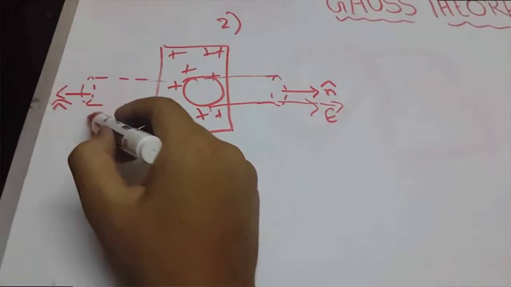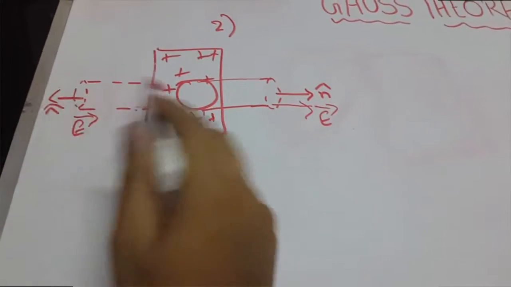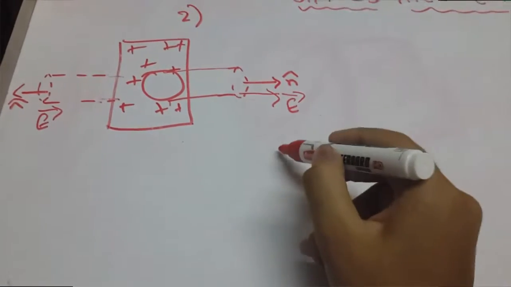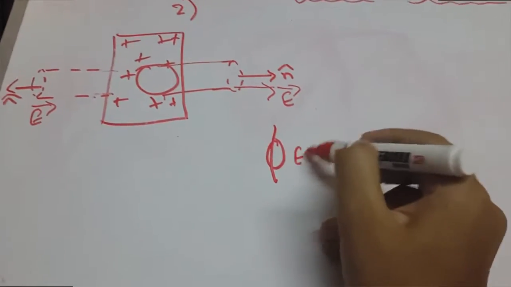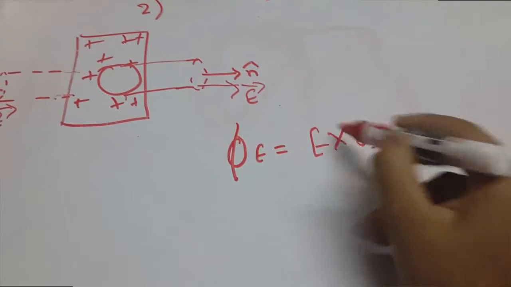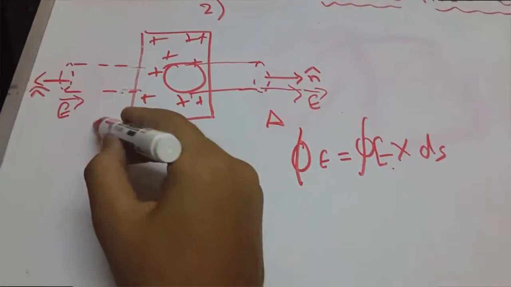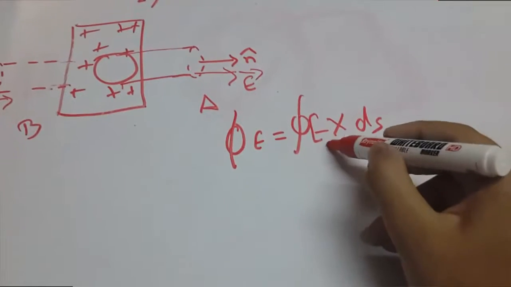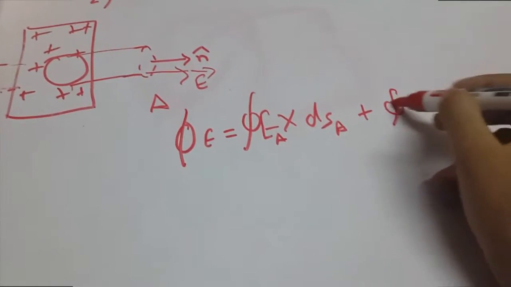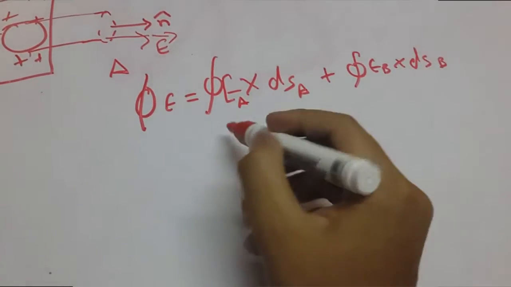The same goes for the backward side of the sheet. The electric field is also in the same direction as the normal to the plane. So if we calculate the electric flux, we will get E into ds. Let's name both of these surfaces A and B: electric field at A into surface area of A, plus electric field at B into surface area of B.